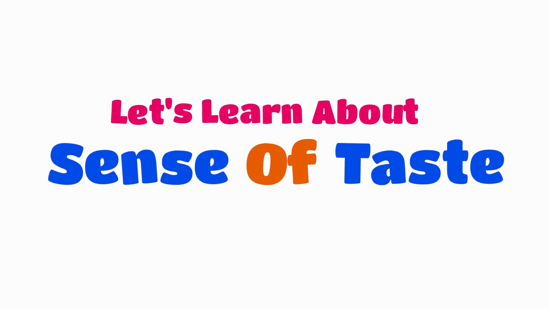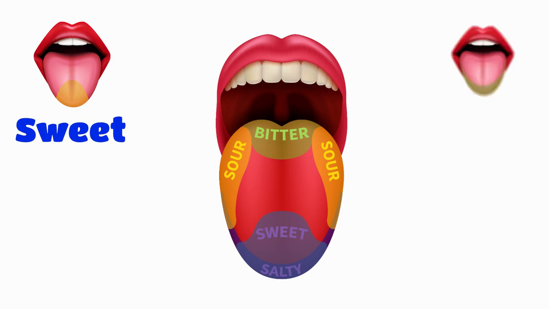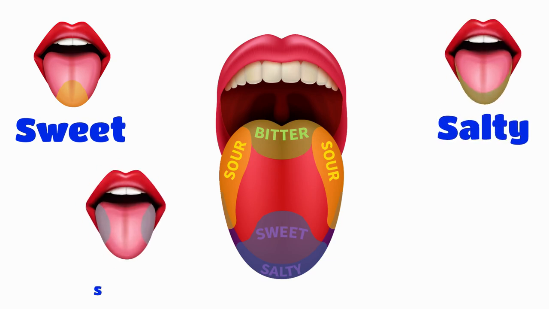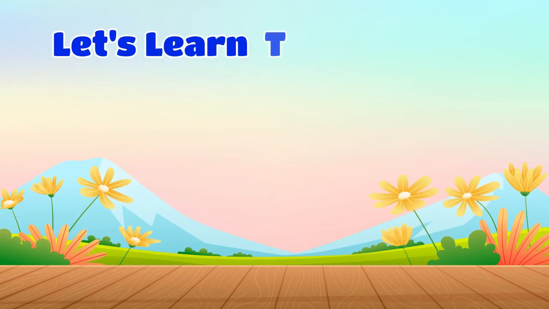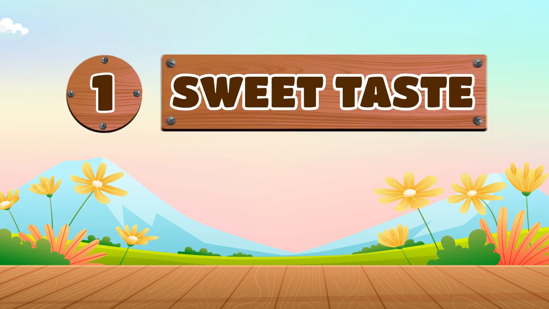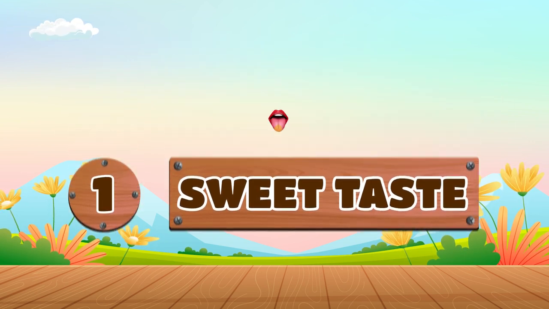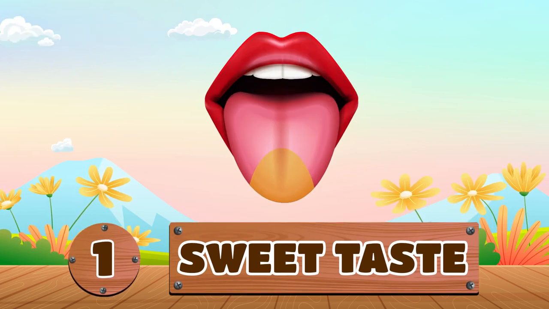Let's learn about the sense of taste. Yay! There are 4 basic types of taste: sweet, salty, sour, bitter. Let's learn about taste buds and their location on the tongue. Sweet taste. The taste buds for sweet taste are on the tip of the tongue.